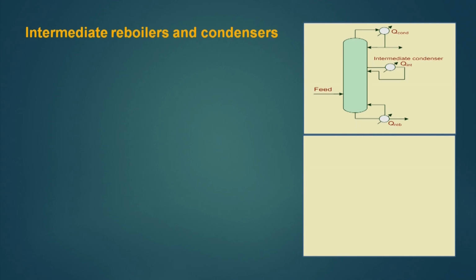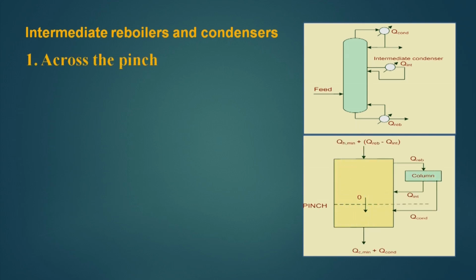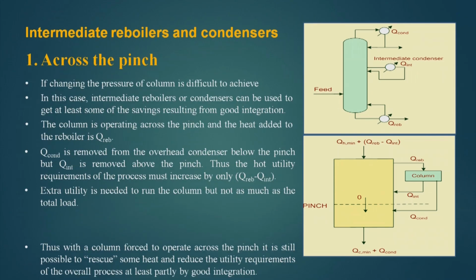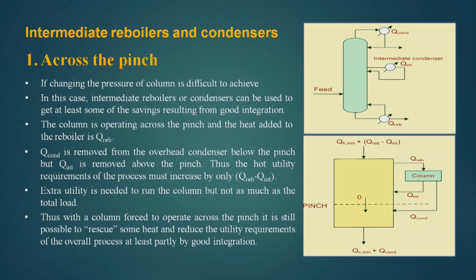Now, let us see the intermediate reboilers and condensers. Now, if I am placing the reboilers and condensers across the pinch, and changing the pressure of the column is difficult to achieve, then what is the way out? In this case, intermediate reboilers or condensers can be used to get at least some of the saving resulting from good integration.